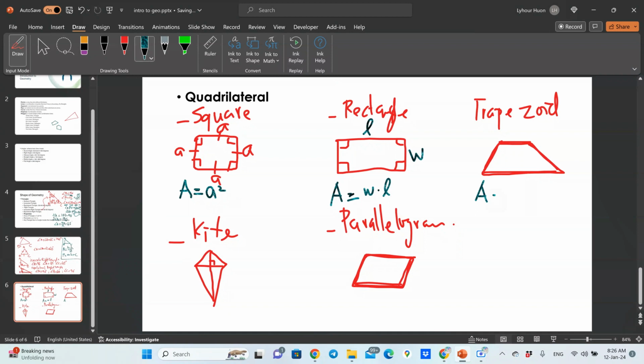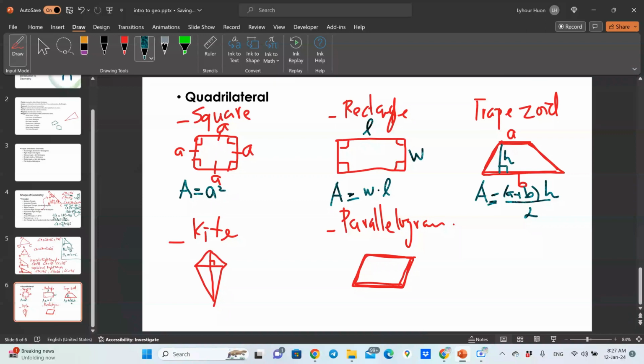Trapezoid. Yes. Let's say we denote this as A, this as B. Is it? I don't know. I'm sorry. Okay. So the area of a trapezoid is A plus B times H divided by 2. A plus B times H. H is the height. Yes, okay. H is the height. So A plus B times H divided by 2.